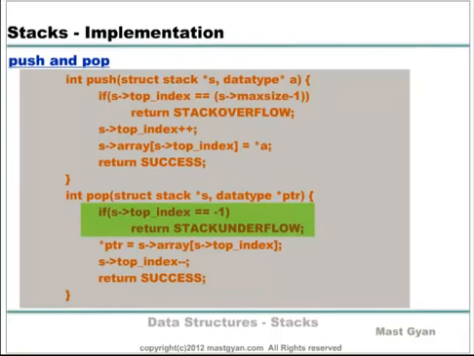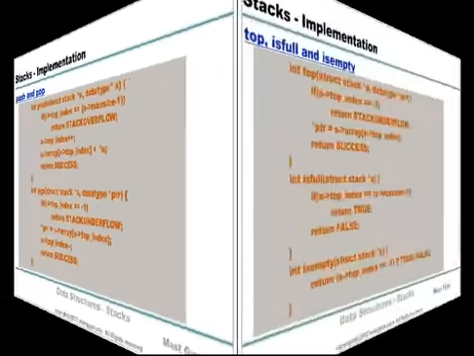If it is -1, then it means there are no elements in the stack and it will lead to stack underflow. If it is not -1, then we can read the element from the array using the index of the top element. Since we have popped an object from the stack, we need to decrement top_index by 1 so that top_index points to the next element in the stack and we return with success.